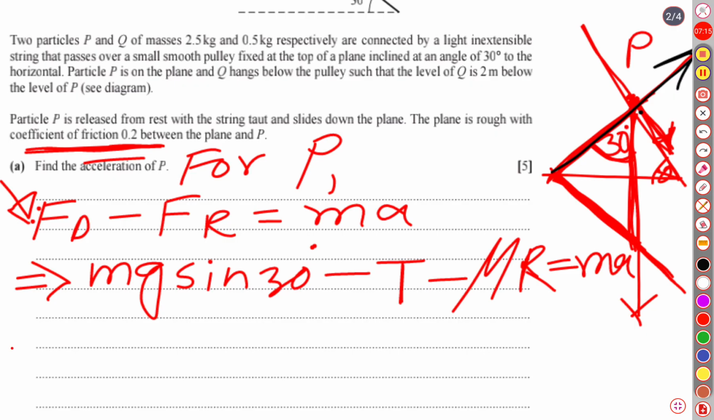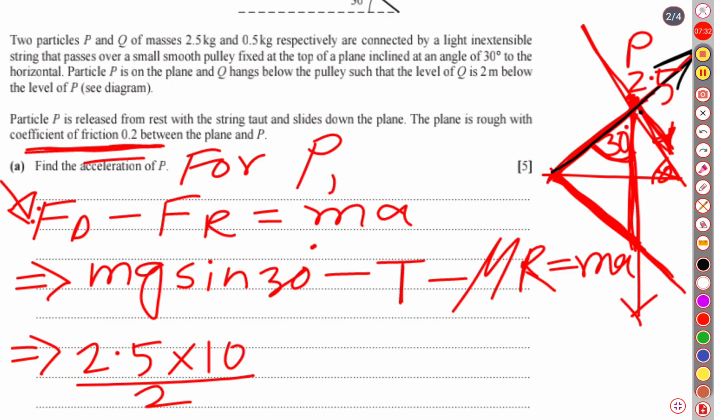Well, then let us calculate. Mass of particle P is actually 2.5. Let us write here 2.5. So 2.5 into acceleration due to gravity, which is 10, and sine 30 is actually half. So let us write half, minus tension, and mu is the coefficient of friction, which is 0.2, times R. Now we will have to calculate R.